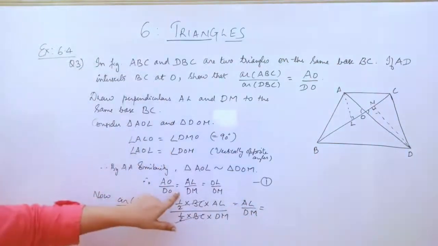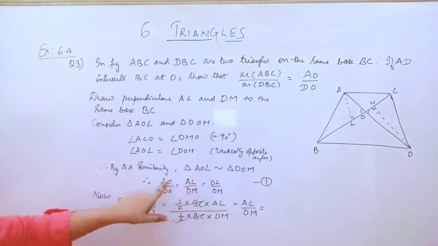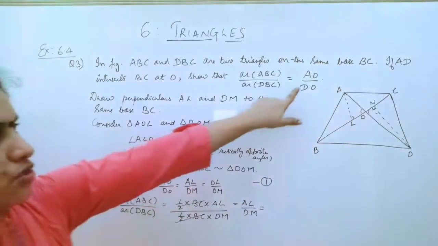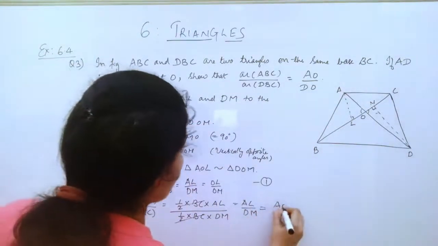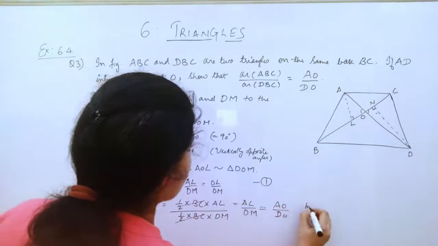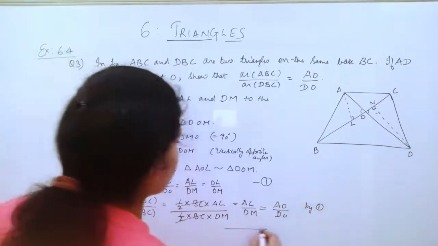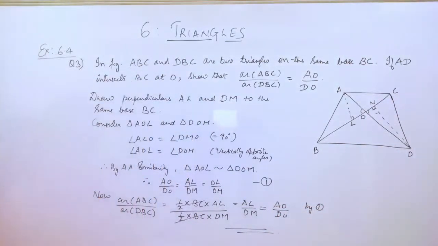And from your first equation you can just see AL by DM is same as AO by DO, because we need to show that the ratio of the areas is equal to AO by DO by equation number 1. So your proof is over. Okay.